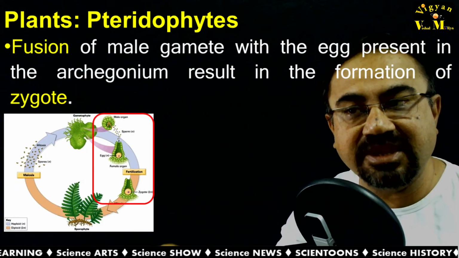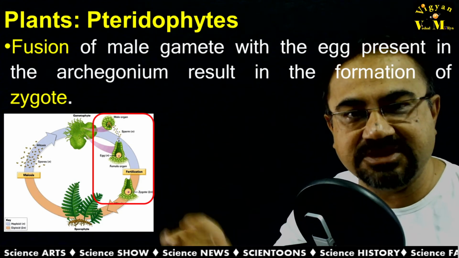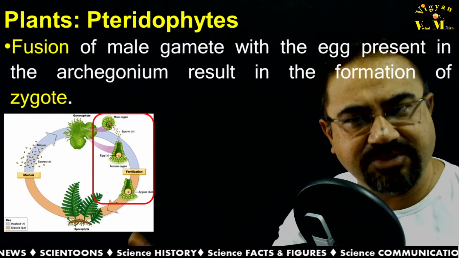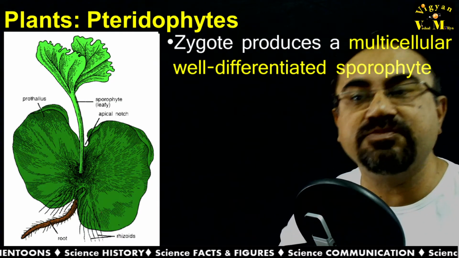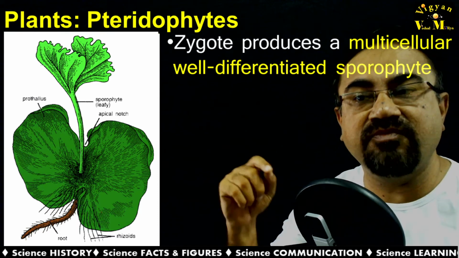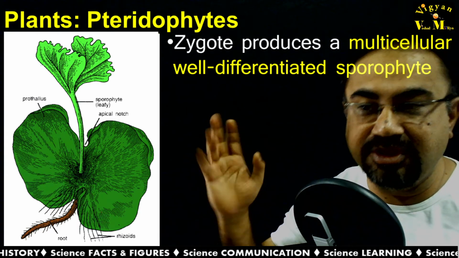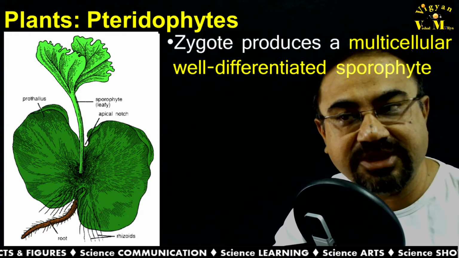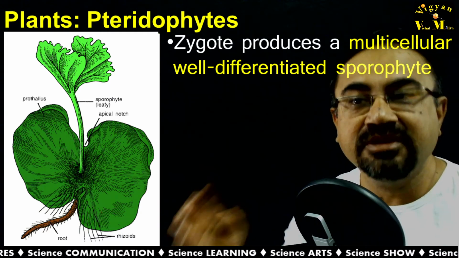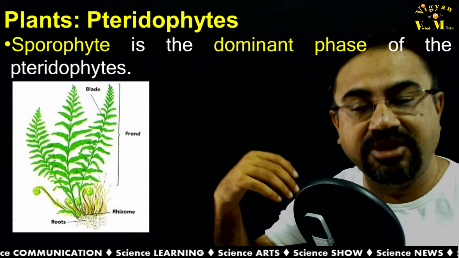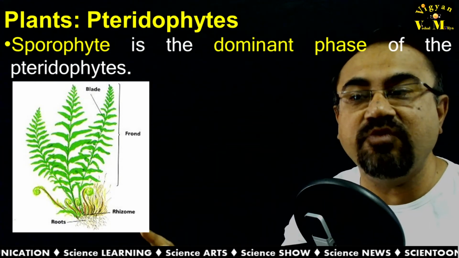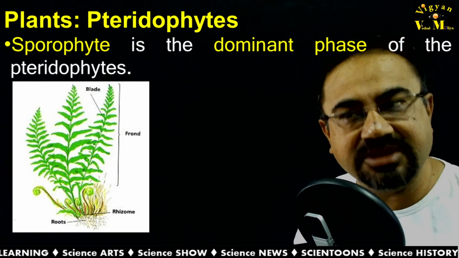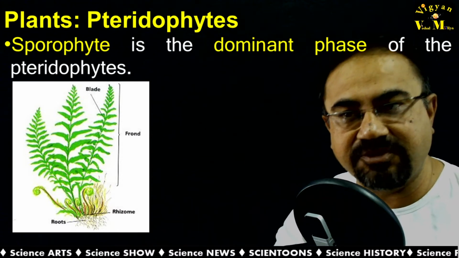The fusion of the male gamete with the egg present in the archegonium results in the zygote, which is very common in reproduction, and this zygote produces a multicellular, well differentiated sporophyte. Here you can see the lower side is the gametophyte and the multicellular sporophyte is produced on the upper side. This sporophyte later develops well and becomes the dominant phase of the pteridophyte, which has root, stem and leaves. Here you can see it in a photographic form.